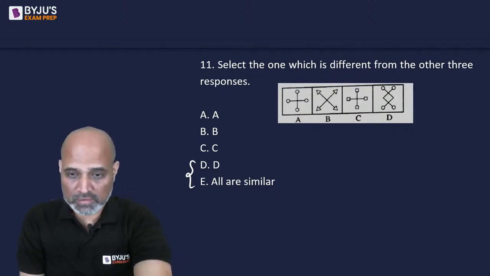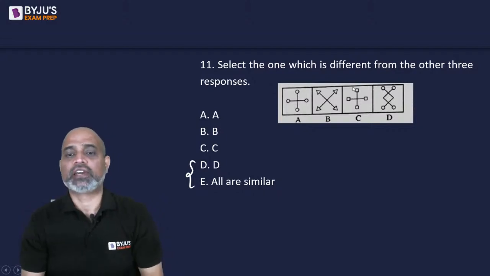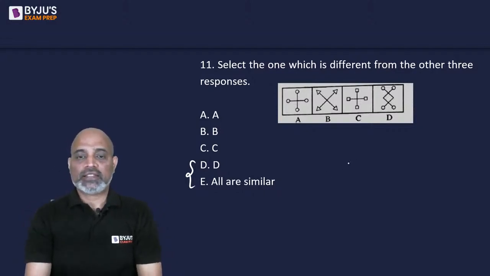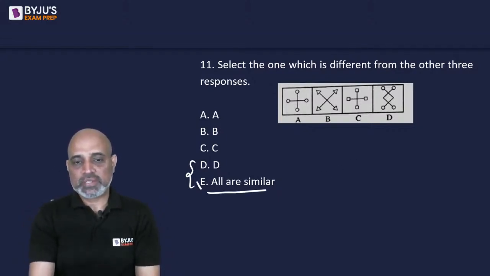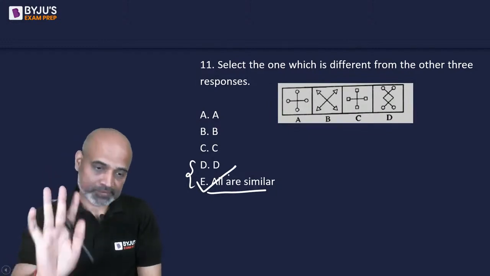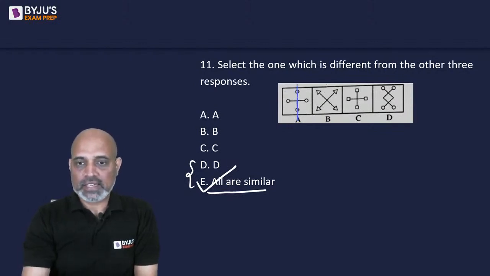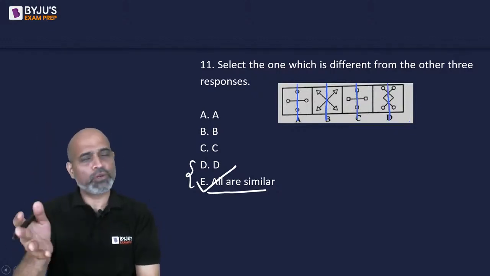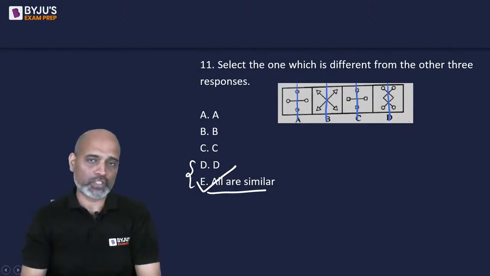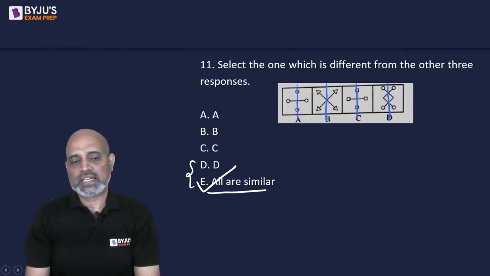So which one? Okay. The answer is E, all are similar. Why? Look, can I say that each figure is symmetrical along a vertical axis? Meaning mirror image, this blue line is the mirror line, agreed, for all the four figures? Yes or no?